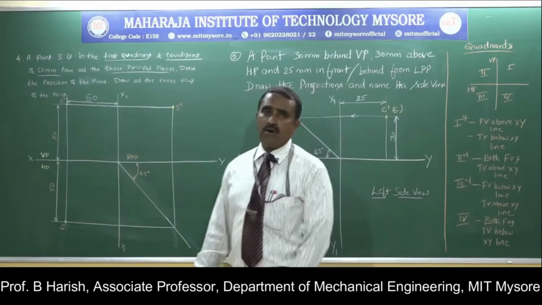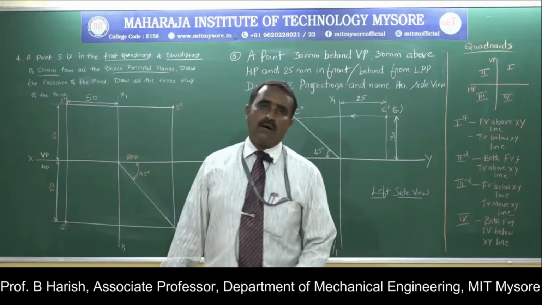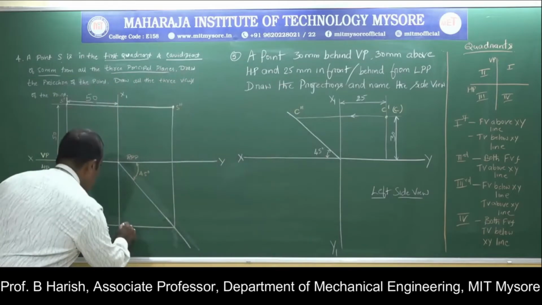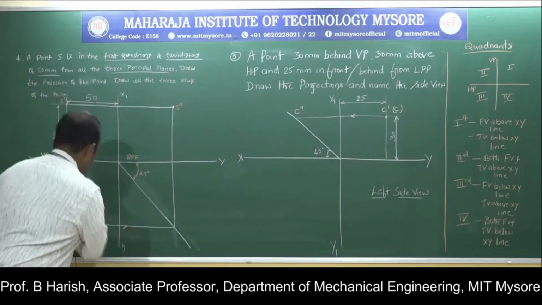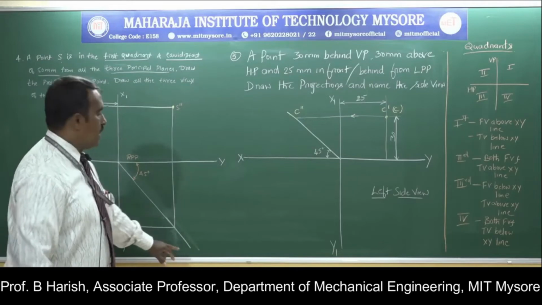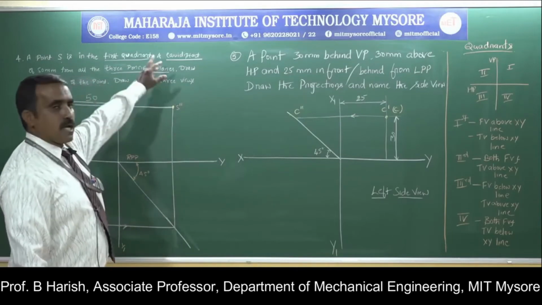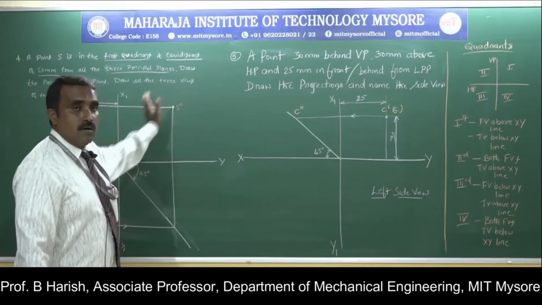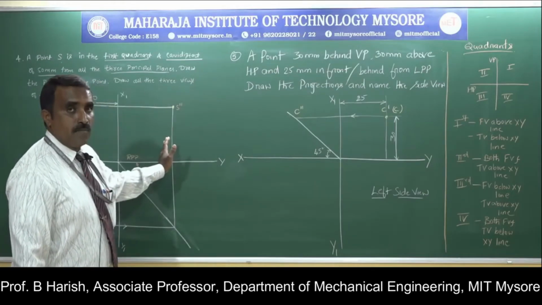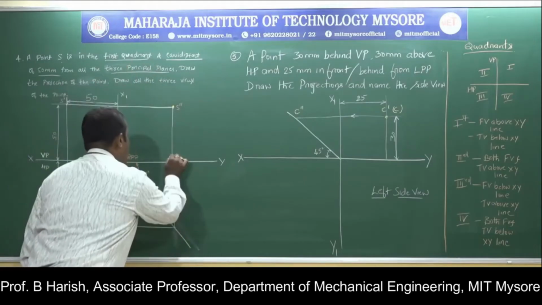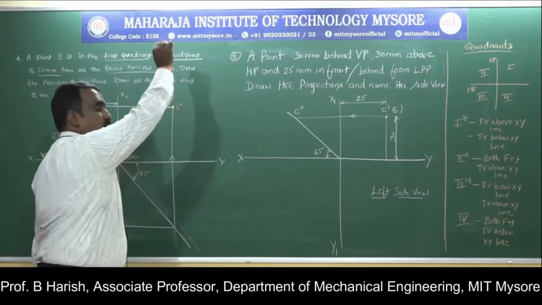Then the rule is the same, as I told: always start from the top view. So this is my top view. Start from the top view, draw the horizontal projector until it meets the 45-degree line. Then from there I'll draw a vertical projector. Should it be above or below? I know this is the plane where I should get the profile view, hence I'll draw the vertical projector in this direction.